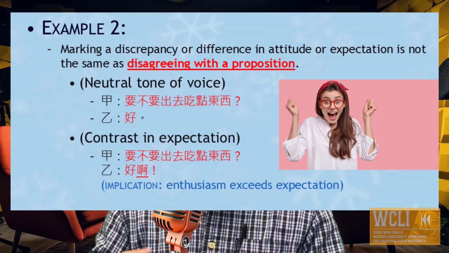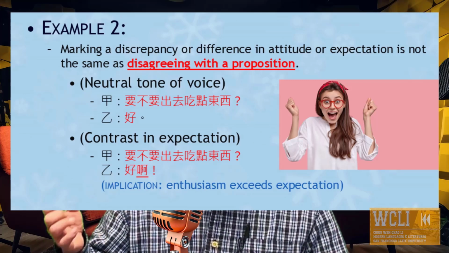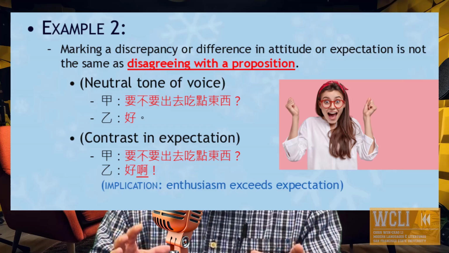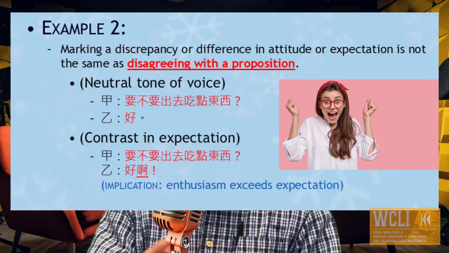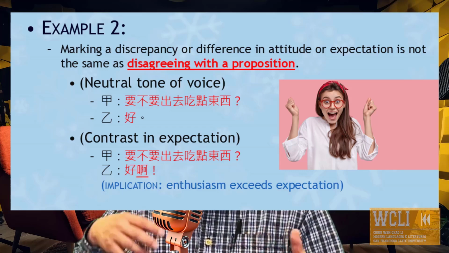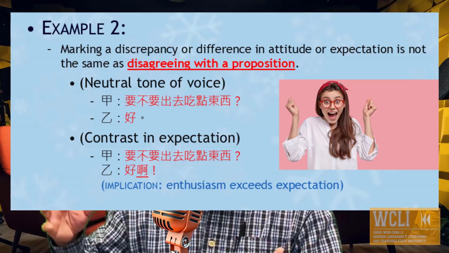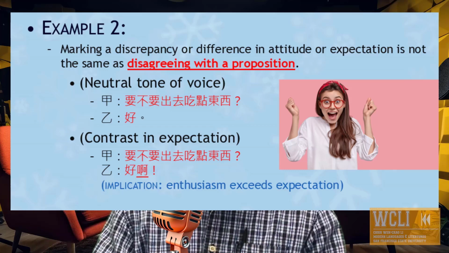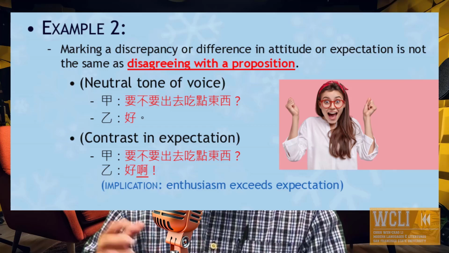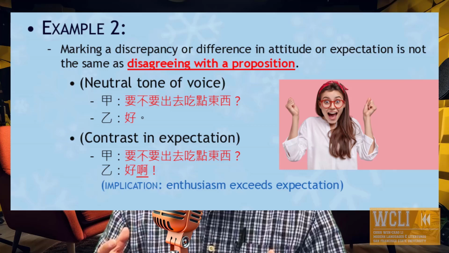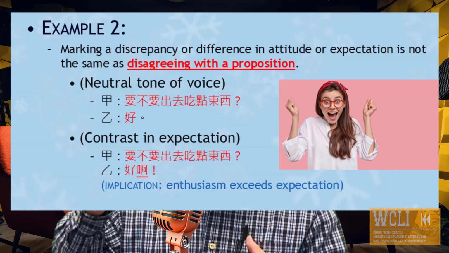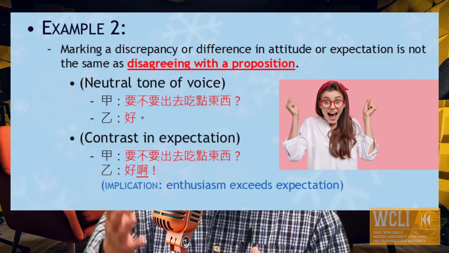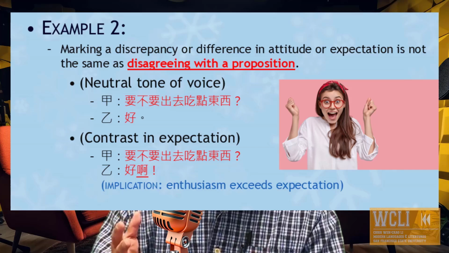要不要出去吃点东西? 好. You want to go out and eat something? Sure. Okay, that's a neutral sentence. Whereas when we have the 要不要出去吃点东西? 好啊. Now when the addressee says 好啊, they are agreeing to the proposition, and yet the 啊 here indicates that the degree of agreement or the level of excitement exceeds that is expected by the speaker. Okay, not only am I saying yes, I am saying yes in an enthusiastic way, with much more enthusiasm than you would have expected. Okay, so there we have the 啊.